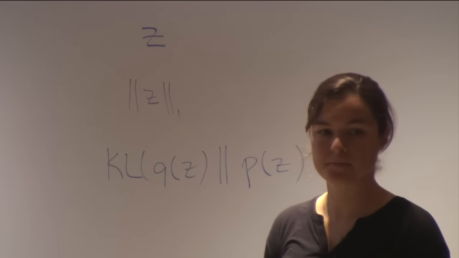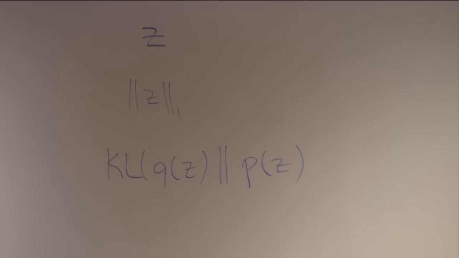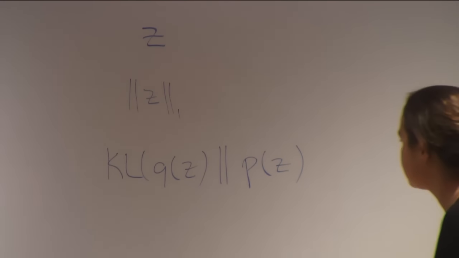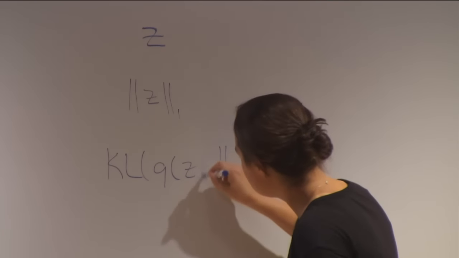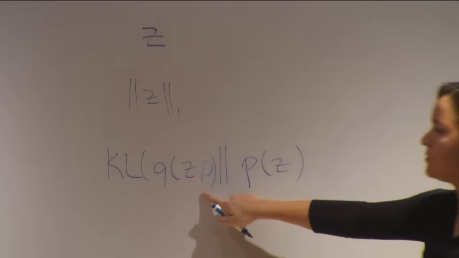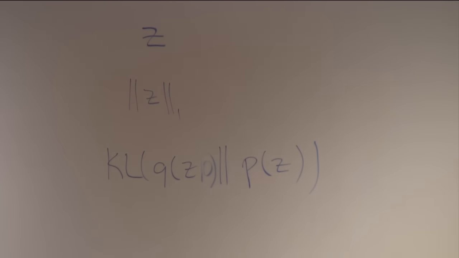Yeah. For the VAE, that should be Z given X, right? Yeah, given X. So this should be your encoder network, and this is your prior term on Z.